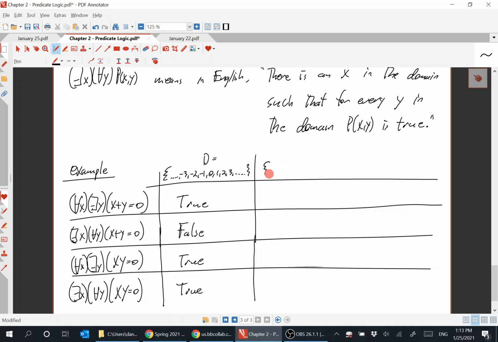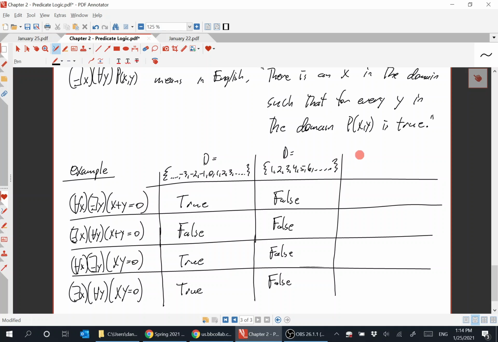What if I had this domain? 1, 2, 3, 4, 5, 6. Just the positive integers. Which ones are true, which ones are false? The first one is false. Second one? They're all false. You can never add two numbers in here and get 0, nor can you multiply two numbers in here and get 0. Never.